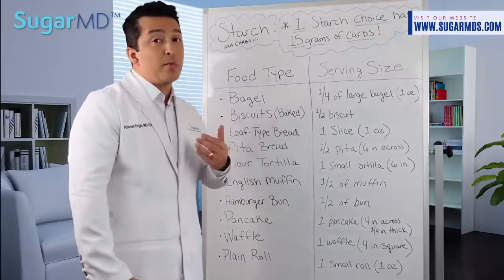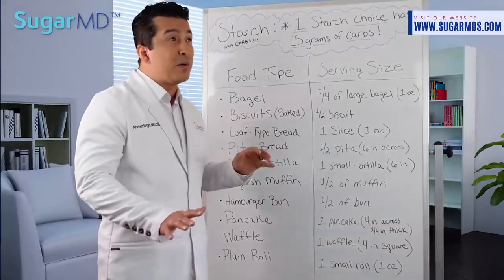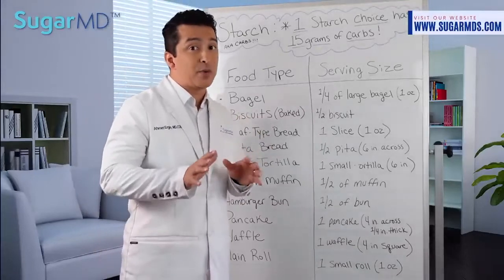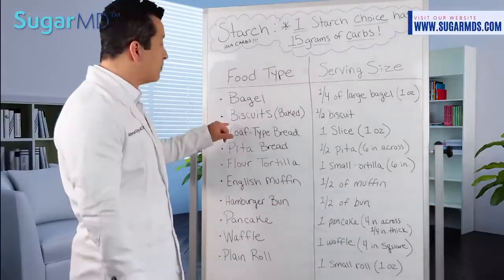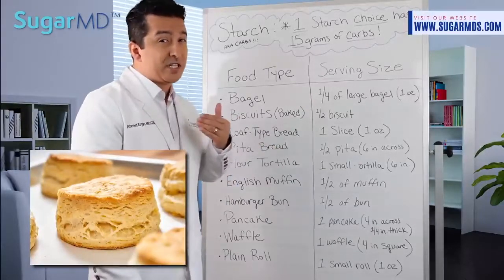So you're gonna have much more blood sugar spike if you butter that bagel. Just keep in mind, up to 50, 60% or more can spike your blood sugar if you add butter on top of the bagel. Now, biscuits are already fully loaded with butter, so you also have to keep that in mind.